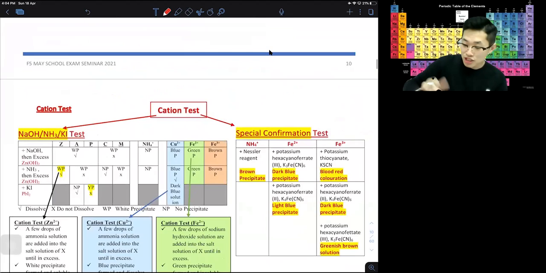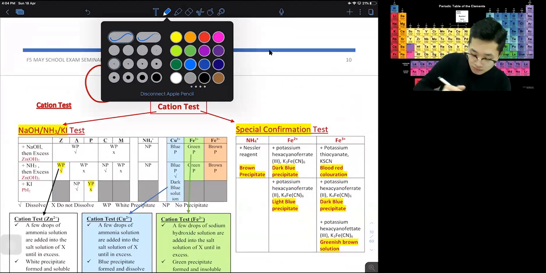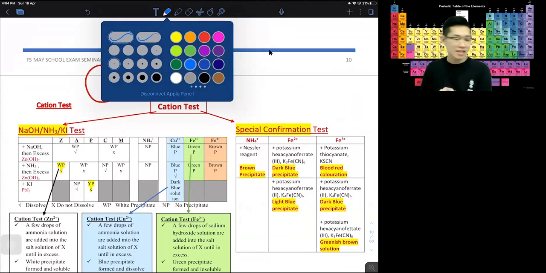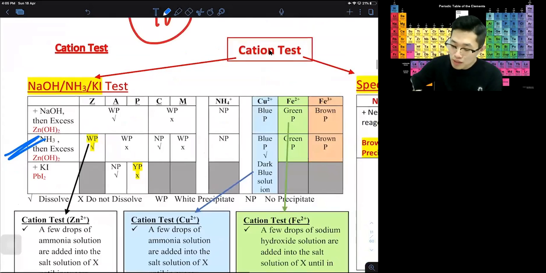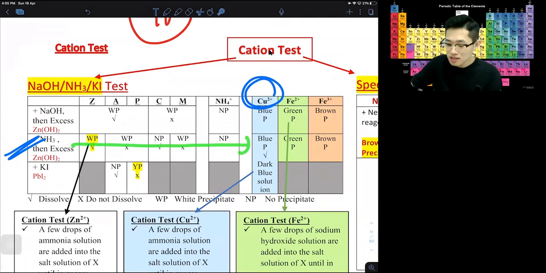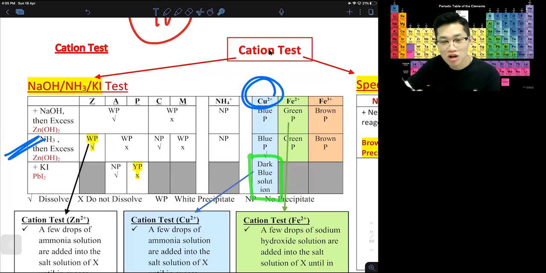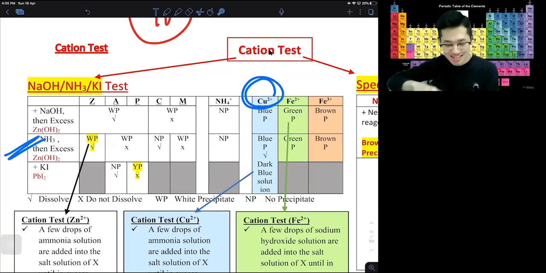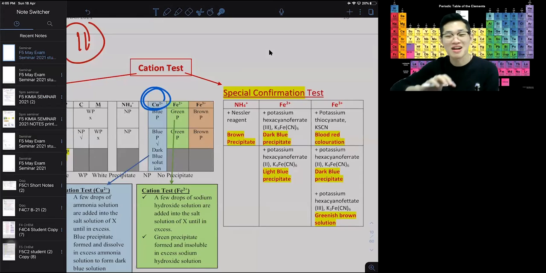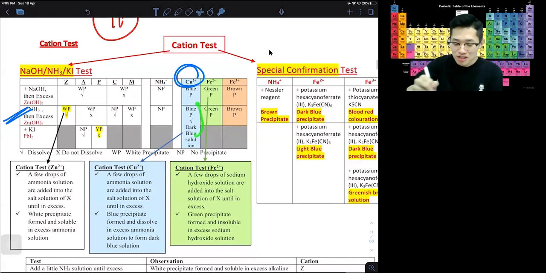Ammonia is here, page number 11. When you want to test the Cu2+ with ammonia, you will get blue precipitate, dissolved in excess ammonia solution to get a dark blue solution. This one I will explain next time. Today the maximum we can do is until the preparation. But you can always get the observation from the table: blue precipitate dissolves and forms dark blue solution.